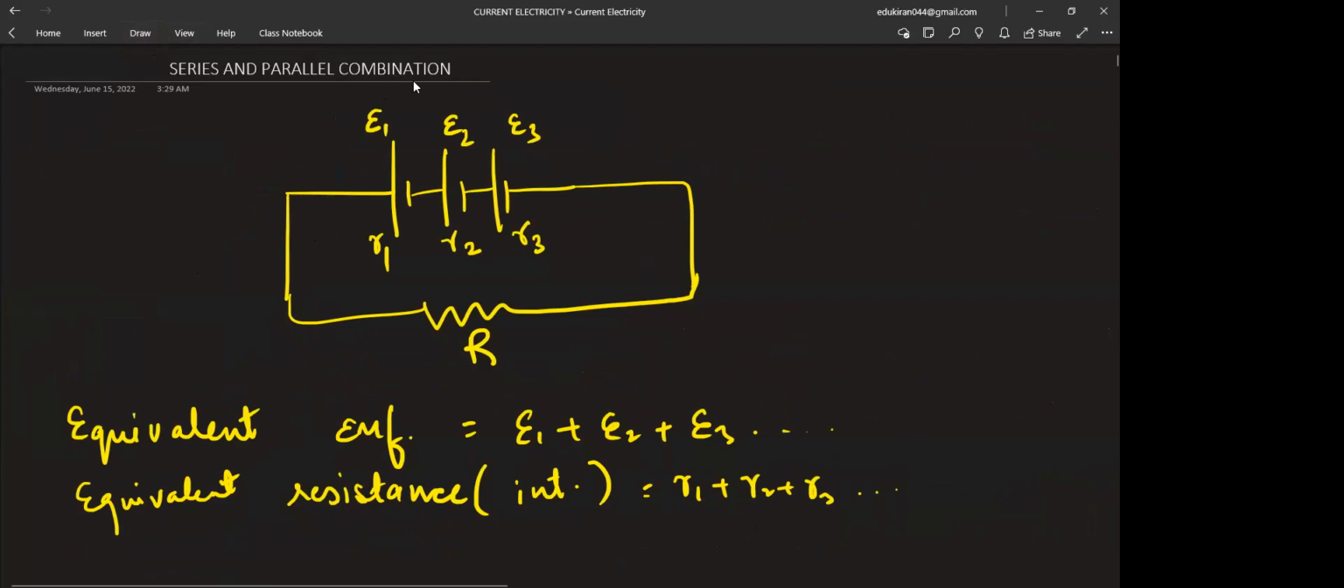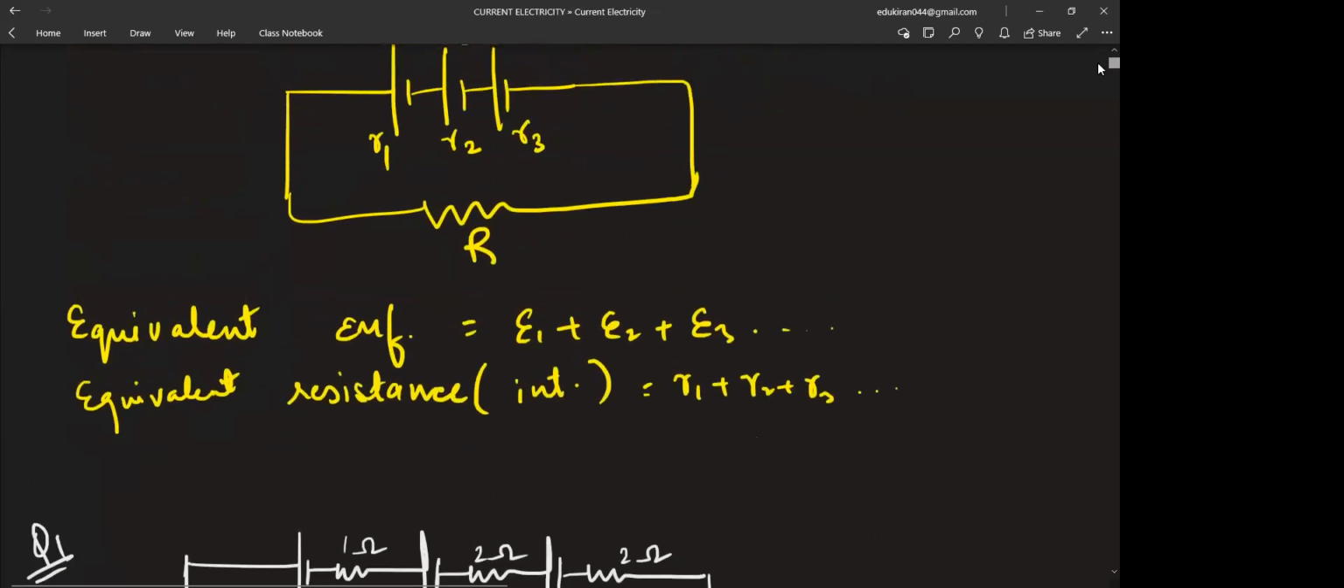Now, before we start with the series and parallel combination, we were talking about a single cell continuously. If there are more than one cells present, then what do we have to do? The EMF will directly be added and the internal resistance will also be added like this. All the equivalent EMF and all the internal resistance will be added.